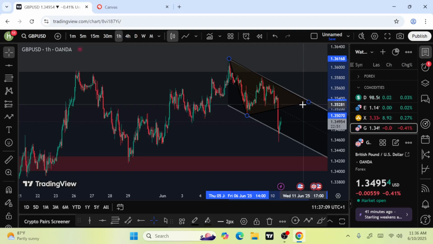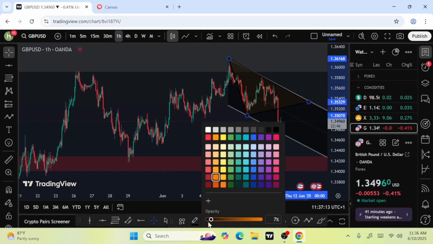It is there. This is because it was not obvious. Now let me increase the opacity. Are you seeing it now?